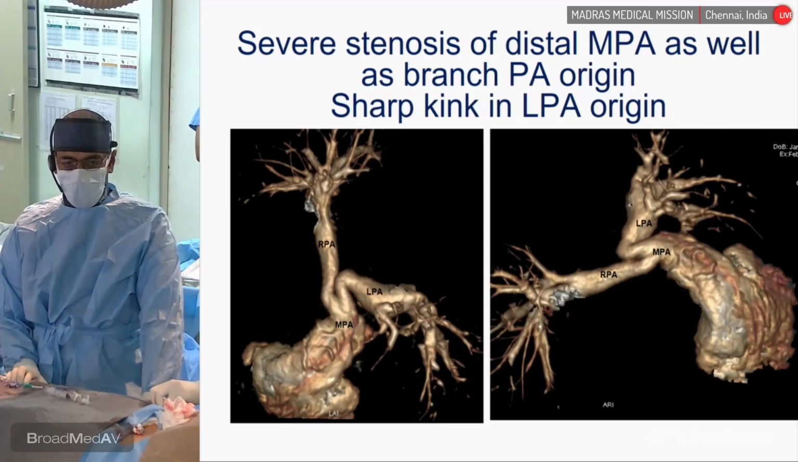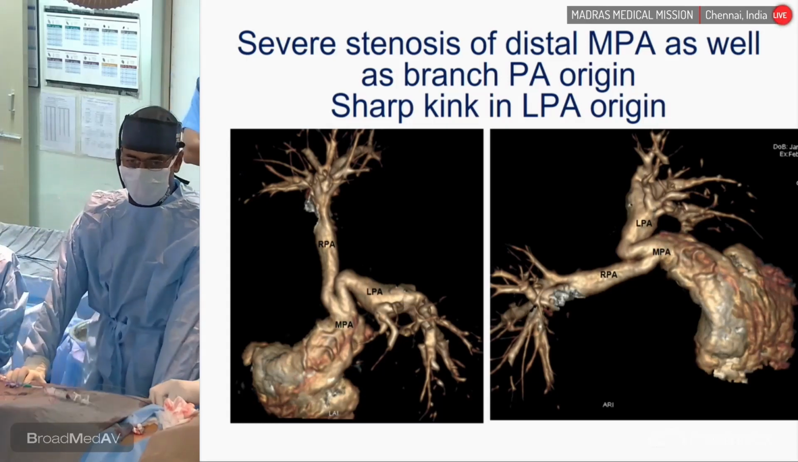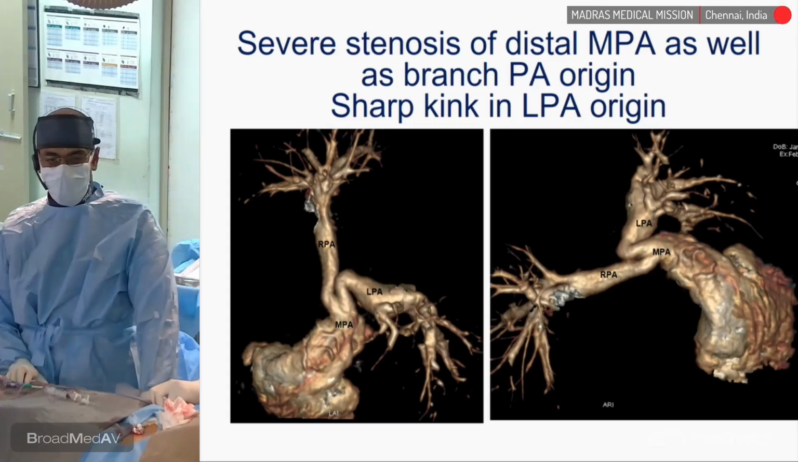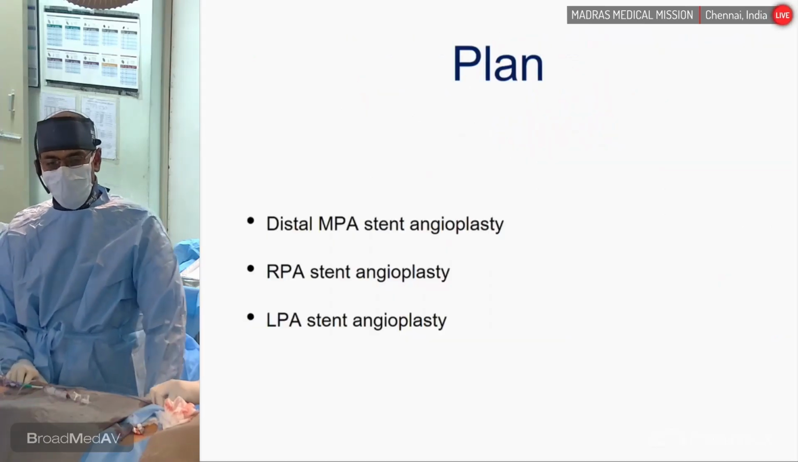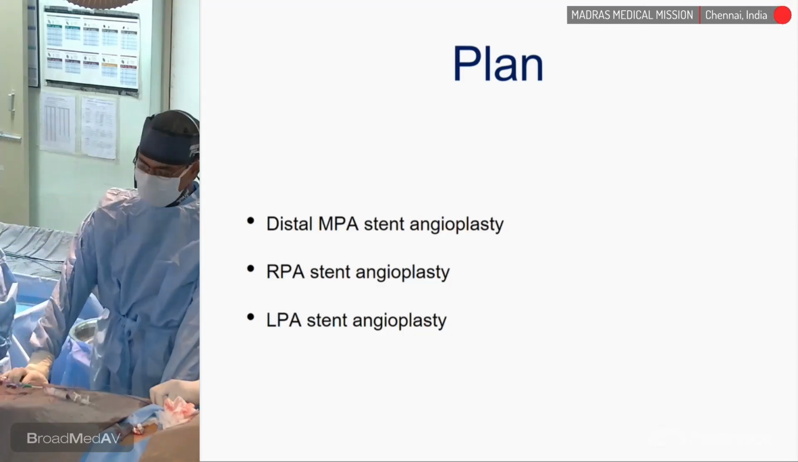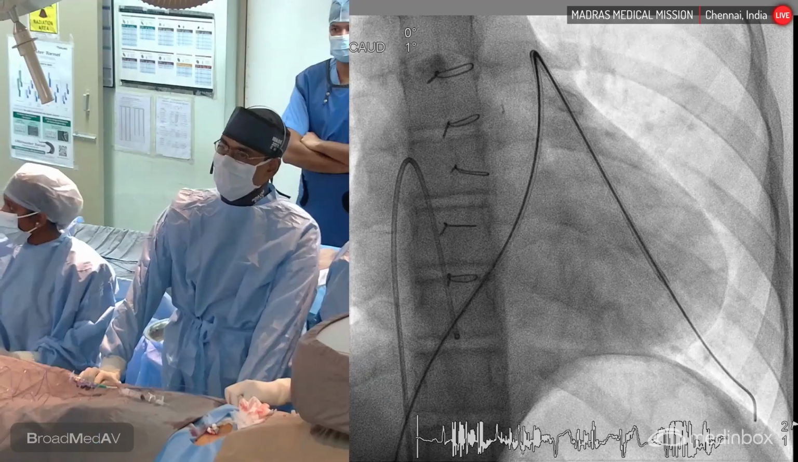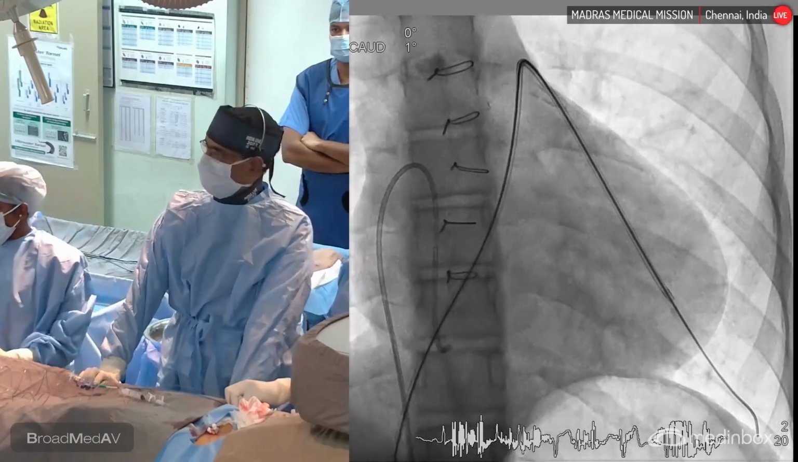So there is a sharp kink of the left pulmonary artery as well. There is a severe narrowing of the origins of the right and left pulmonary artery, with a narrowing of the distal main pulmonary trunk. So our plan is to relieve this obstruction. I will show now the fluoroscopy images from the beginning.